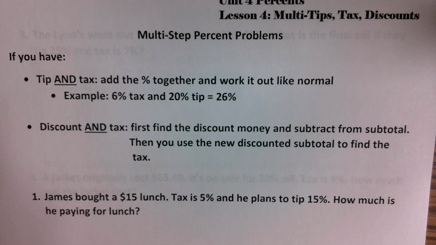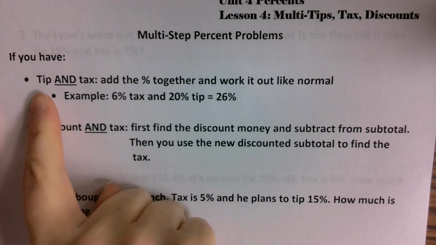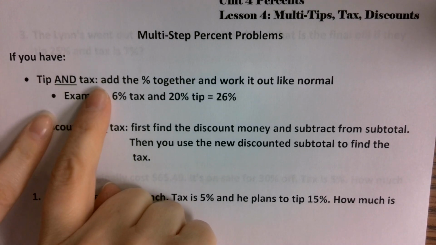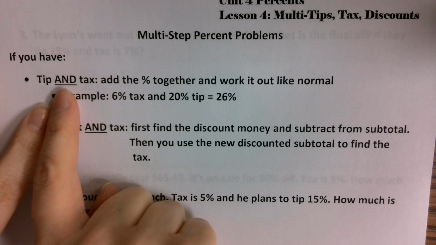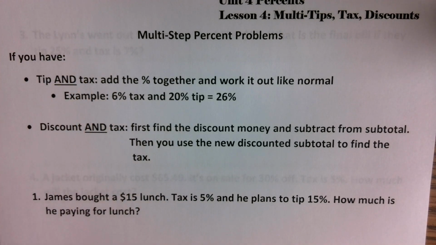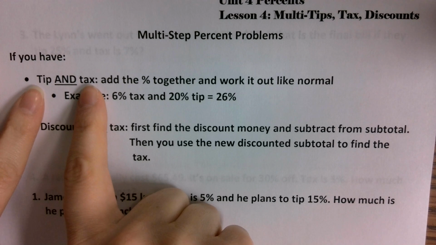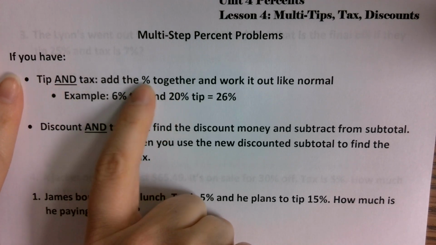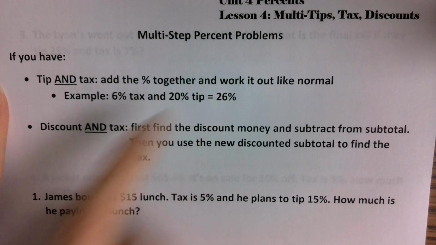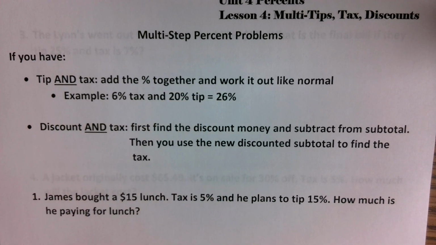You are technically not required to tip on the taxed amount. You're supposed to tip on the subtotal. Tax is on the subtotal as well. So they are actually very separate things. So all you would really have to do in a situation like this, if it's tip and tax, you just add the 2 percentages together and work it out as if it's just one single problem.